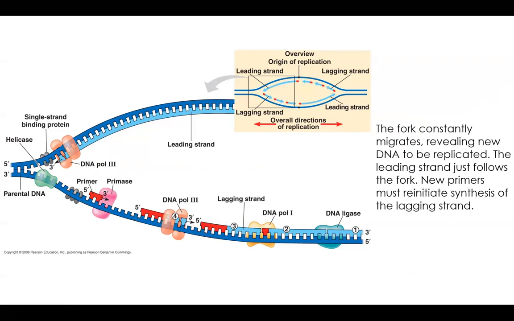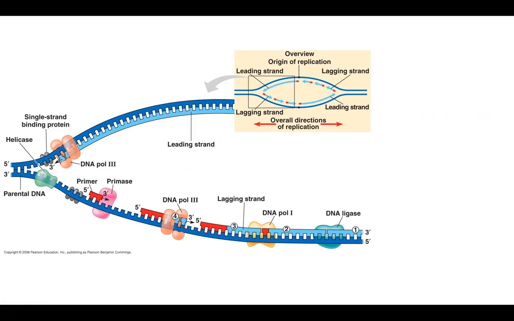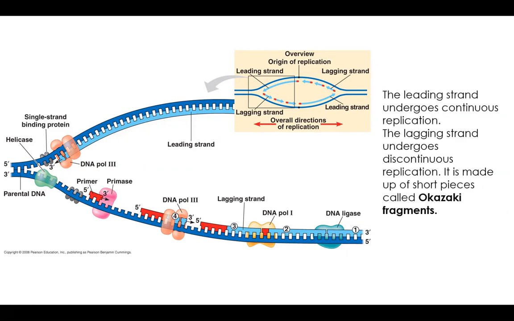So this fork, again, is constantly opening. It's going to be opening until it reaches another bubble, and we have to reinitiate the synthesis, okay? So that's fine. So while the leading strand is undergoing continuous replication, the lagging strand is replicating in shorter pieces. These shorter pieces are called Okazaki fragments, okay?